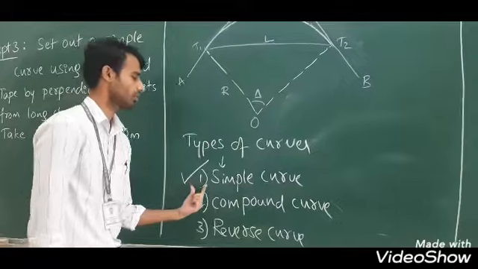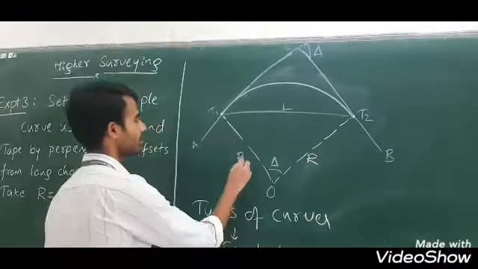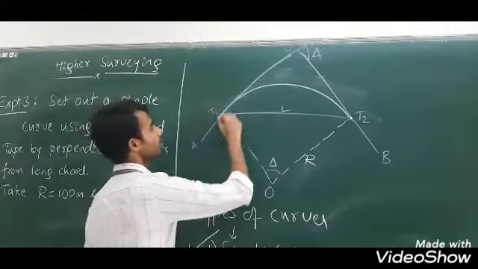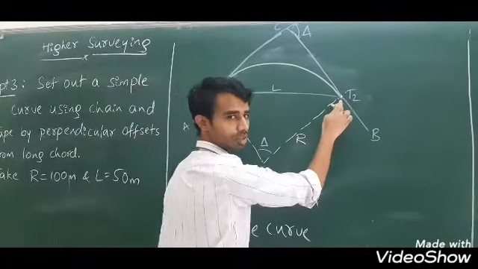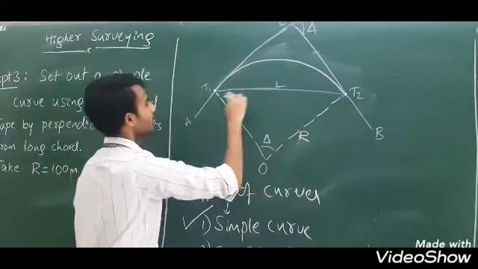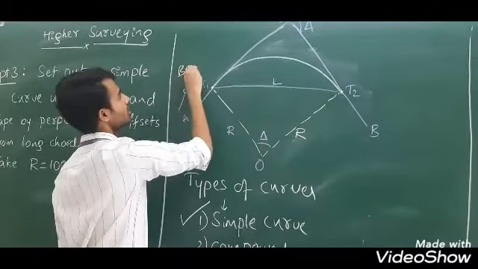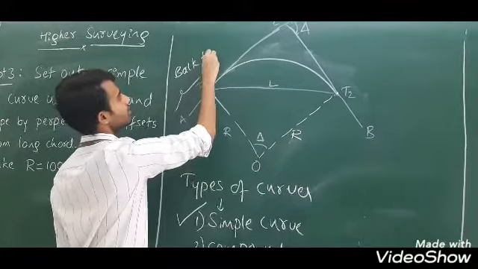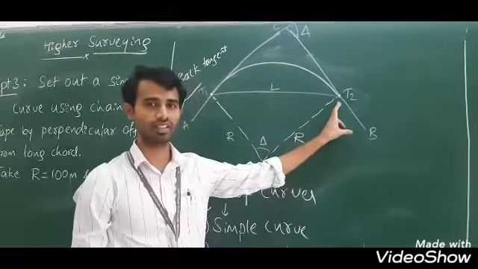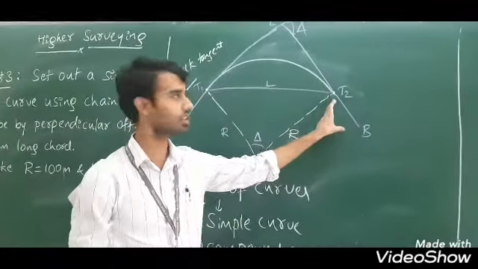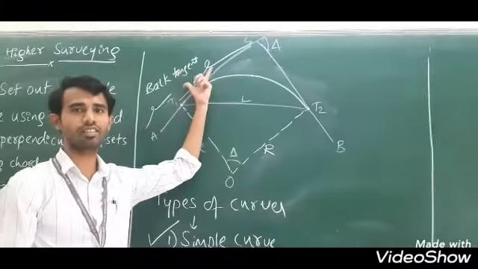So what are the components of a simple curve? Radius, tangent at T1, tangent at T2. This we call the back tangent. This we call the forward tangent or fore tangent. And this distance we call the tangent distance.